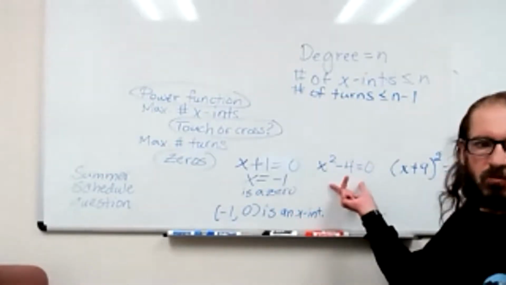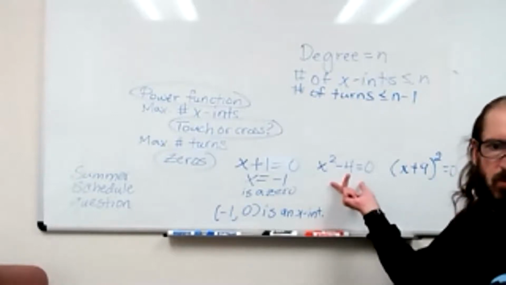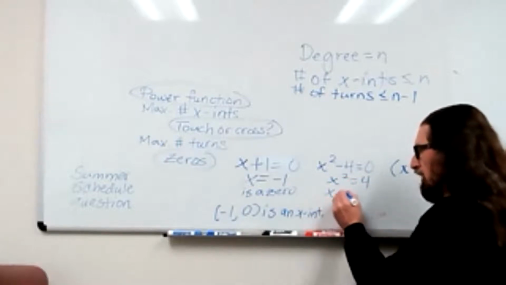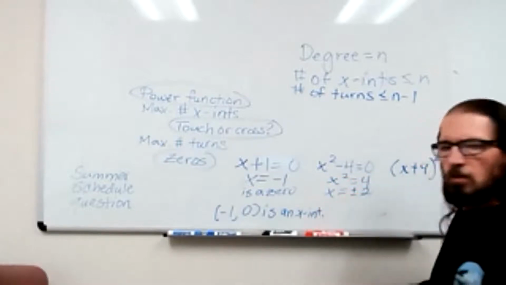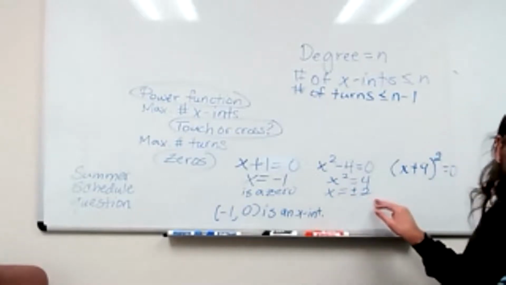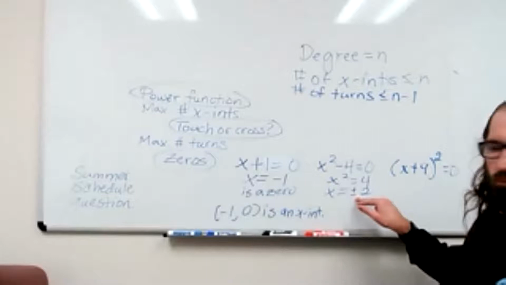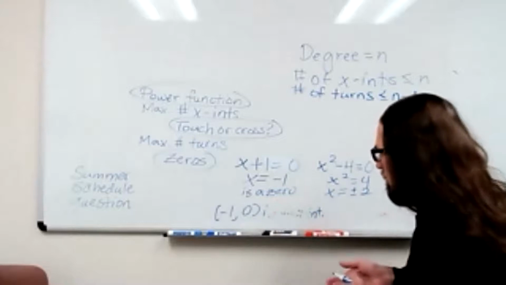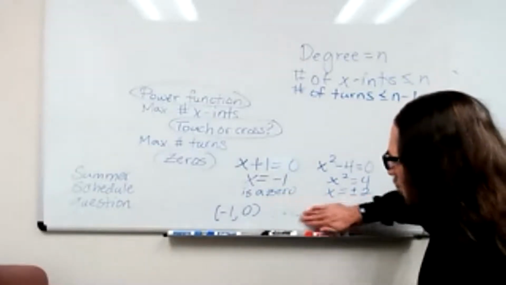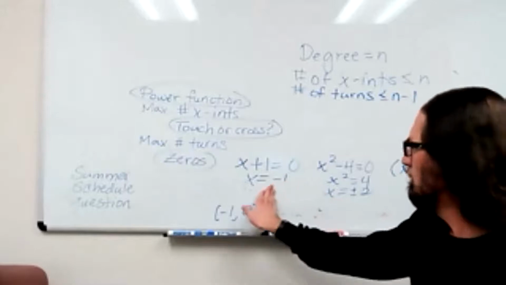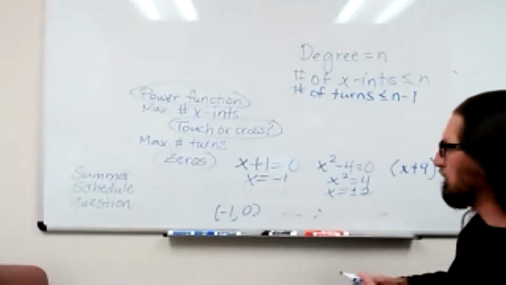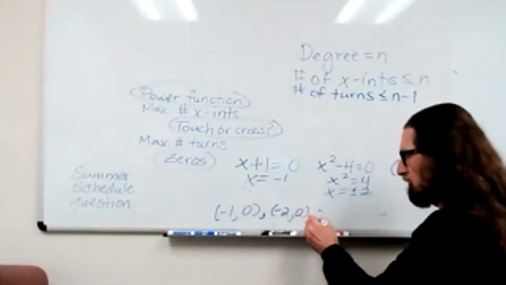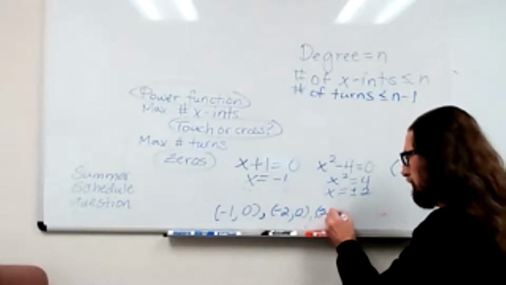From the second factor, you could either factor with the difference of squares or apply the square root property, keeping in mind that you would have to put in the plus minus when you take the square root of 4. So we've got, so far, zeros of negative 1, negative 2, and positive 2, and x-intercepts, negative 1, 0, negative 2, 0, and 2, 0.